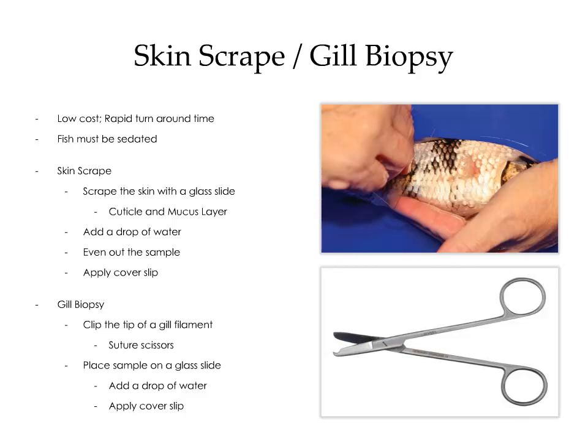Gill biopsies are a little bit more invasive. Using suture scissors, clip the tip of a gill filament. Suture scissors are preferred because the cutting edge forms a little pocket that holds the sample in place. Place the sample on a glass slide, add a drop of water, and apply a cover slip. The cut filament should stop bleeding fairly quickly.